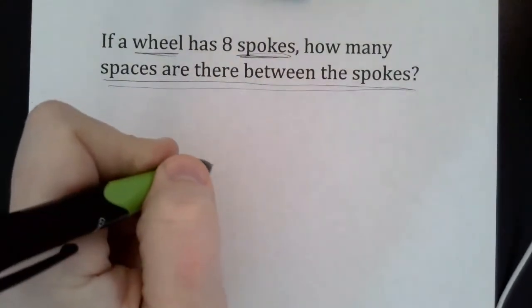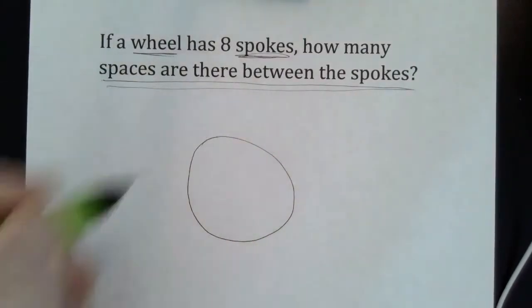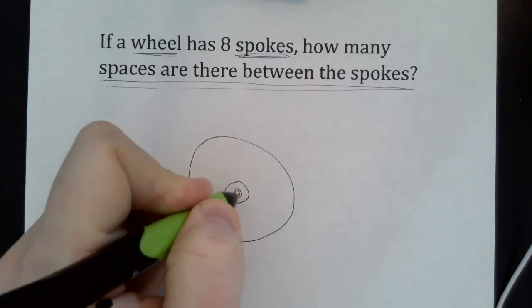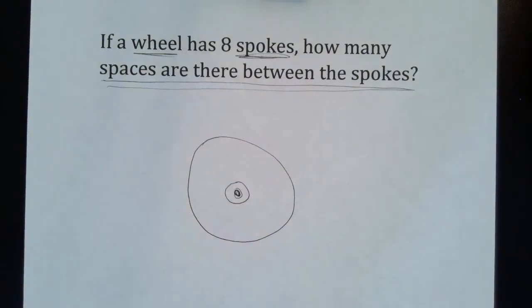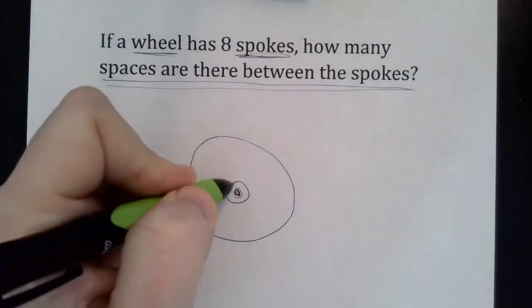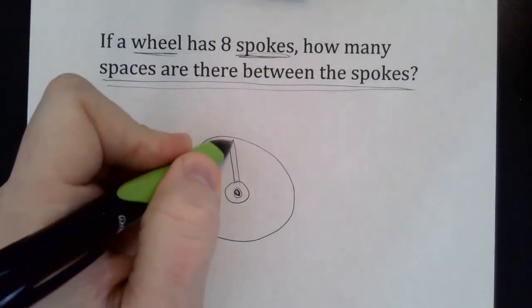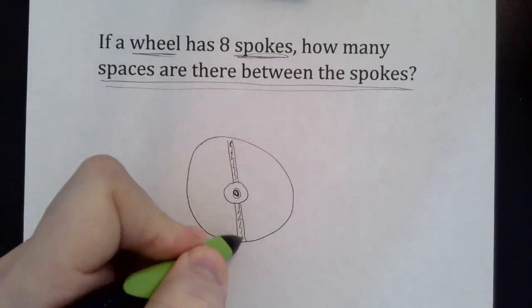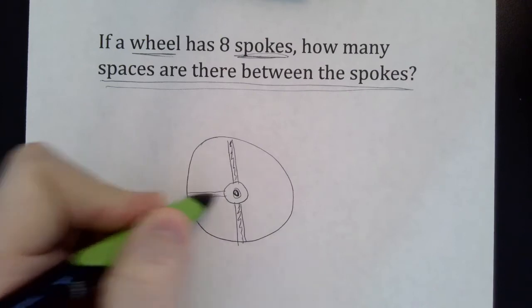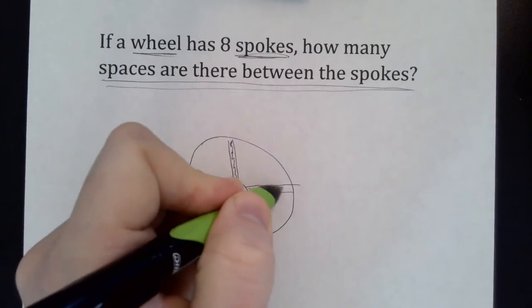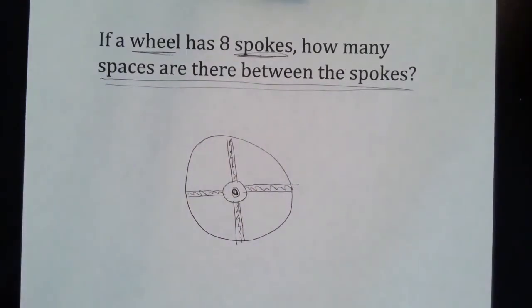So I need a wheel. Notice this is a sketch and not a perfect to scale drawing. Okay, here's my outside rim of my wheel. Here's the inside center of my wheel. And here's 1 spoke, 2, 3, 4. Notice that as I'm drawing these, I can actually count the spaces between them.